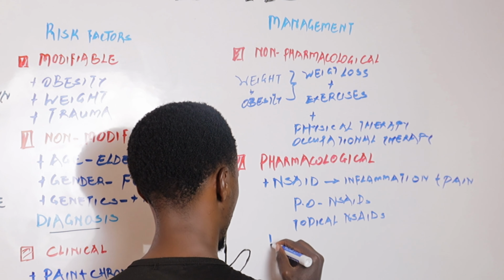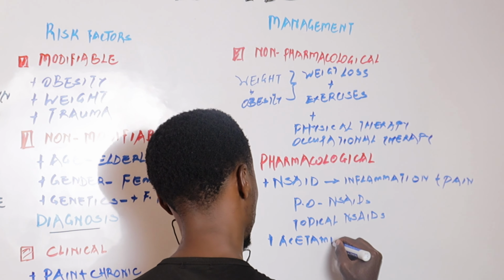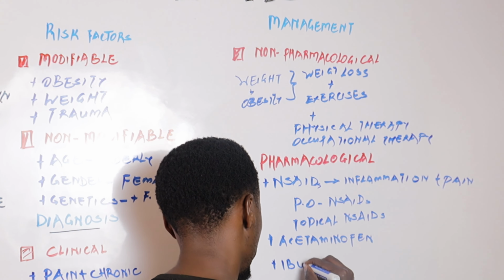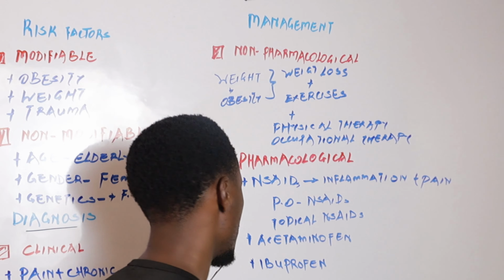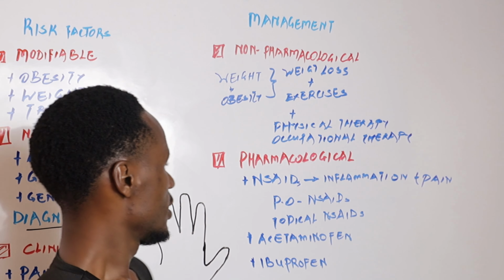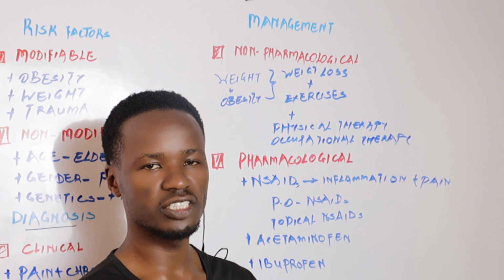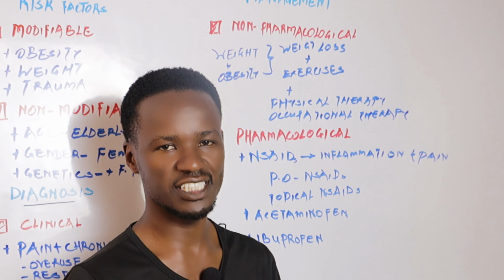Other medications are acetaminophen and ibuprofen, which also act as analgesics. NSAIDs are contraindicated for patients who have got gastric ulcers or peptic ulcer disease.